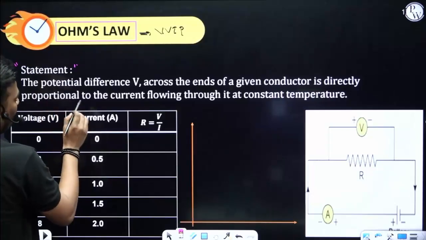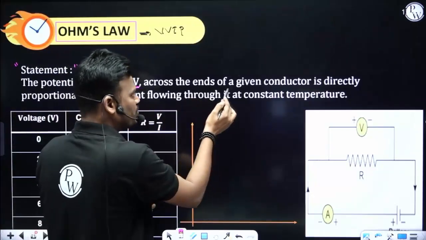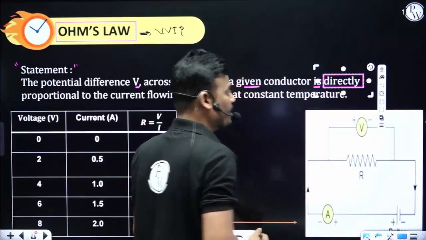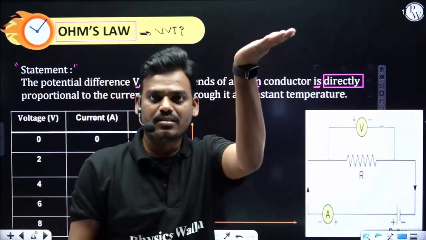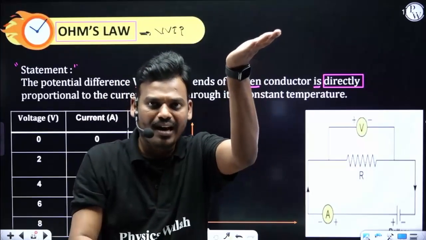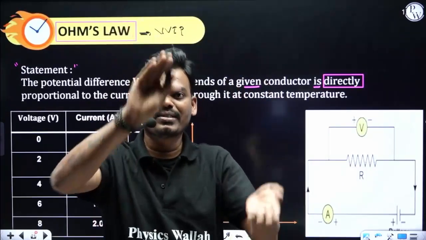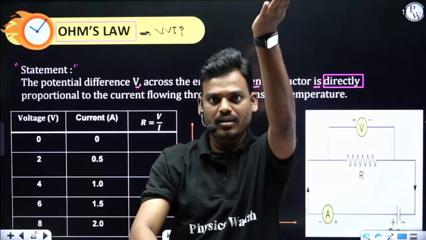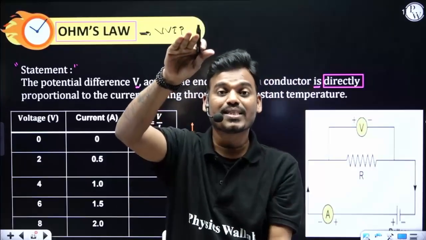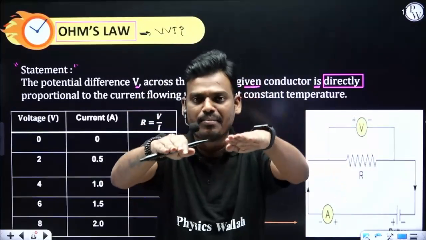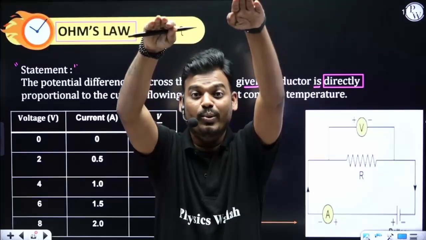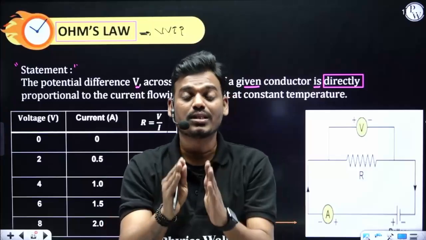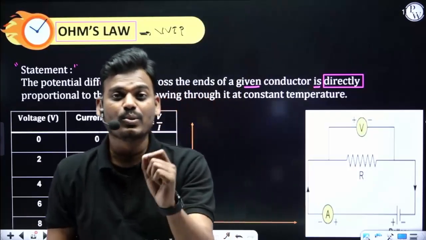We have seen the potential difference V across the ends of a given conductor is directly proportional, not inversely proportional. Inversely proportional means if one quantity increases, the other quantity decreases. If one quantity decreases, the other quantity increases. Directly proportional means, for example, if this quantity is increasing, this is also going to increase. If this quantity decreases, this quantity is also going to decrease. So this we call directly proportional and inversely proportional.